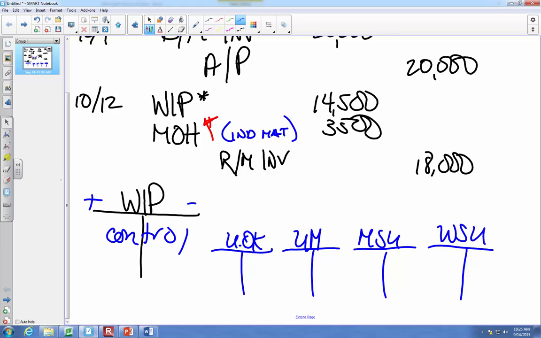What's this? What's that 14.5? Actual direct materials. What else? Actual direct labor. And what else? What kind? Not actual. Applied overhead. Why is it not actual?